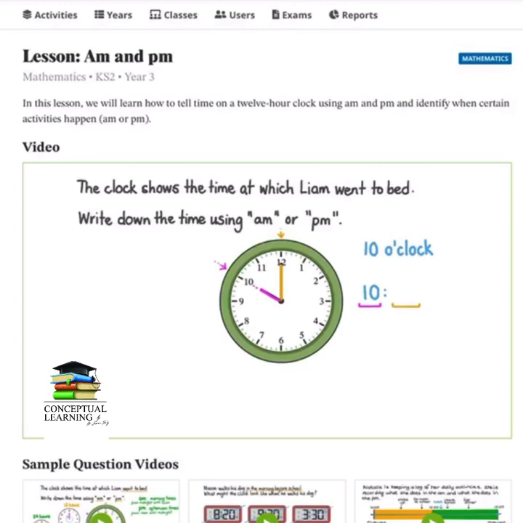And we can write 10 o'clock as a digital time by writing the hours first, which is 10, and then the number of minutes. And because it's a new hour, no minutes have gone by yet. So this is how to write 10 o'clock as a digital time.